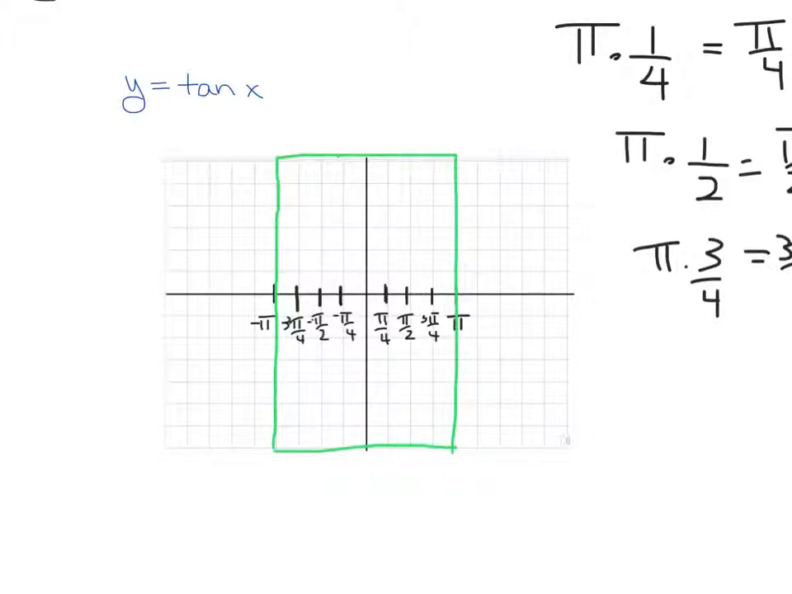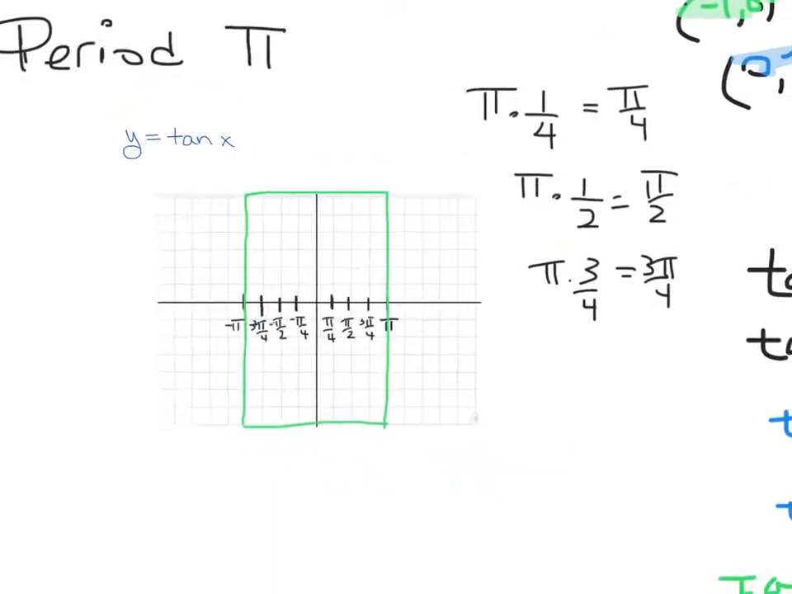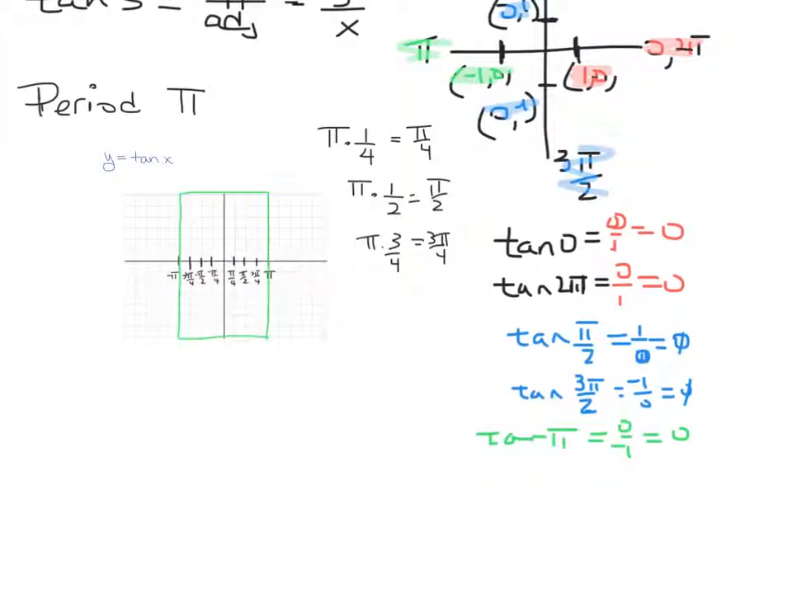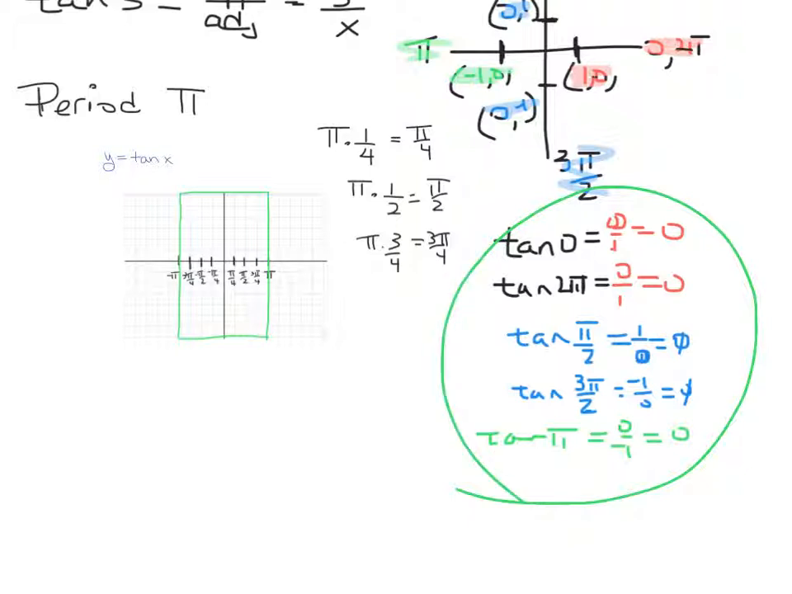Now, remember, it's got some asymptotes in here. So remember these calculations I did over here? All the places where it's undefined, that's where I'm going to draw in my vertical asymptote. Now, the 3 pi over 2 is out of my window, so I don't need to show that asymptote.